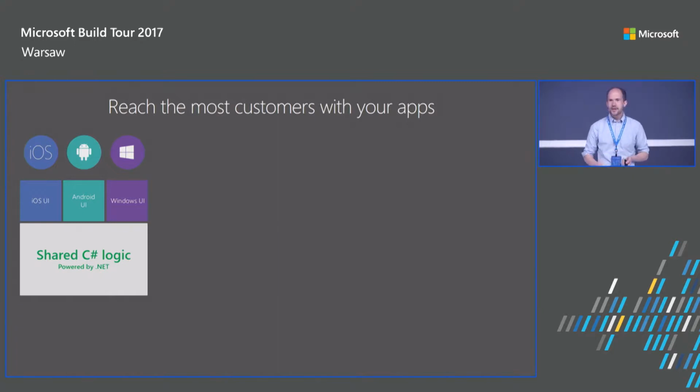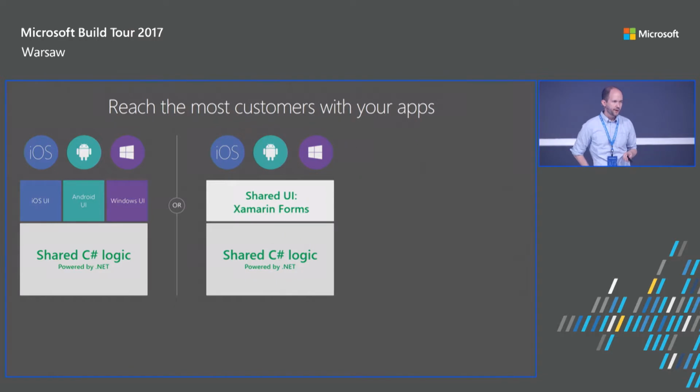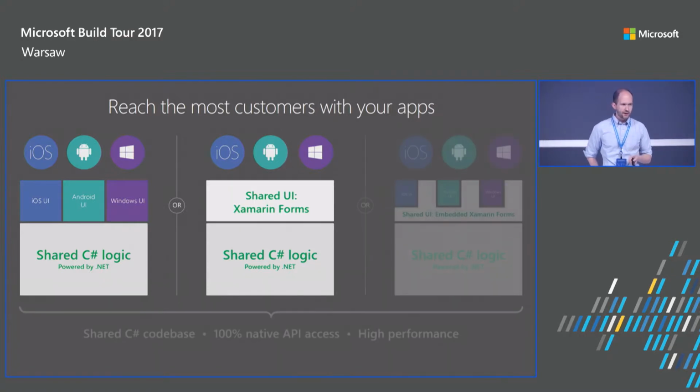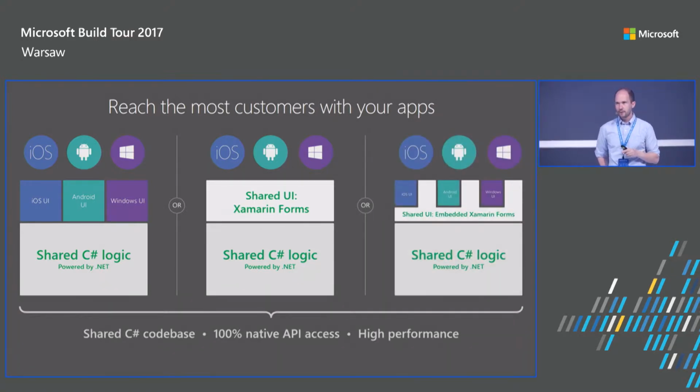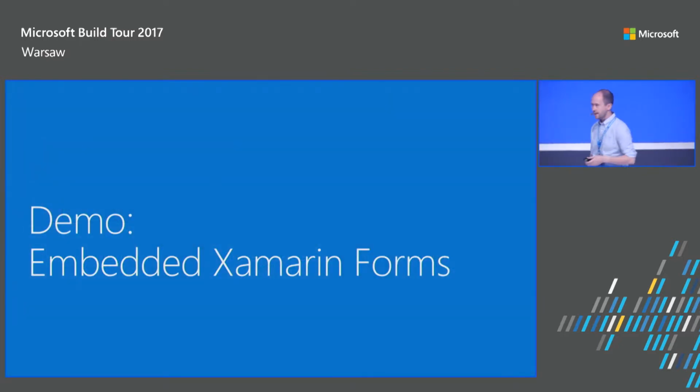So now we have 3 different ways that we can make our apps work across multiple platforms. We have shared C# logic and individual native heads. We have shared logic and shared forms. And now we have a hybrid model. We want to make sure it's easy for you to move to Xamarin and Xamarin Forms and reuse all of your existing XAML knowledge and your C# knowledge. So let's take a look at how this works.